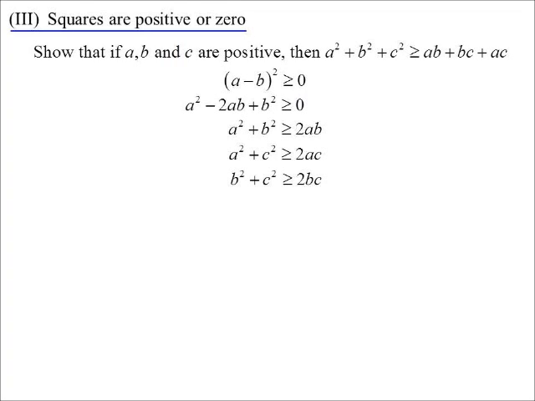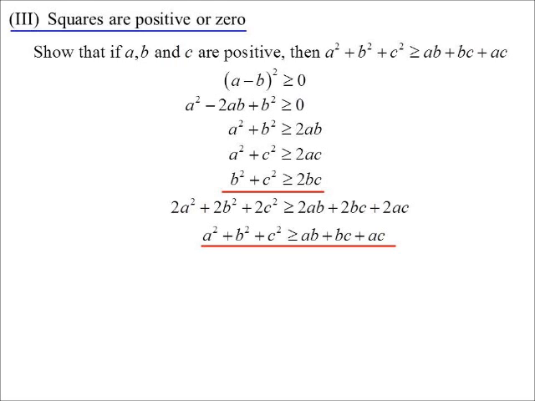If I now think of them as three simultaneous inequalities and add them together, I get 2a squared plus 2b squared plus 2c squared is greater than or equal to 2ab plus 2bc plus 2ac. Divide everything by 2, and I've got my result.